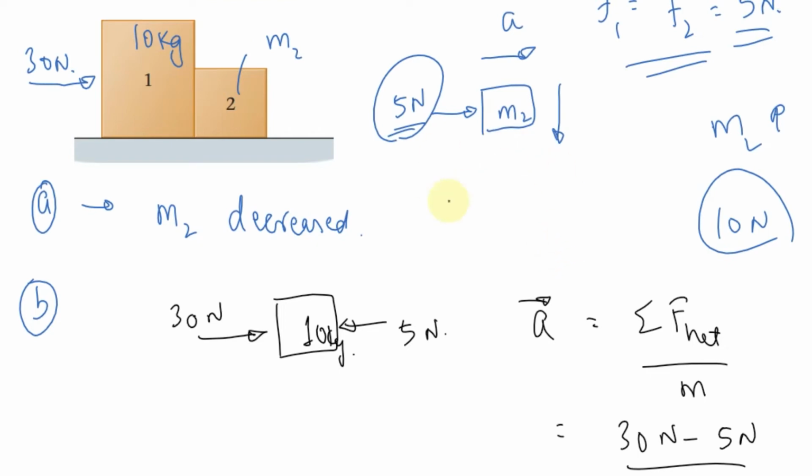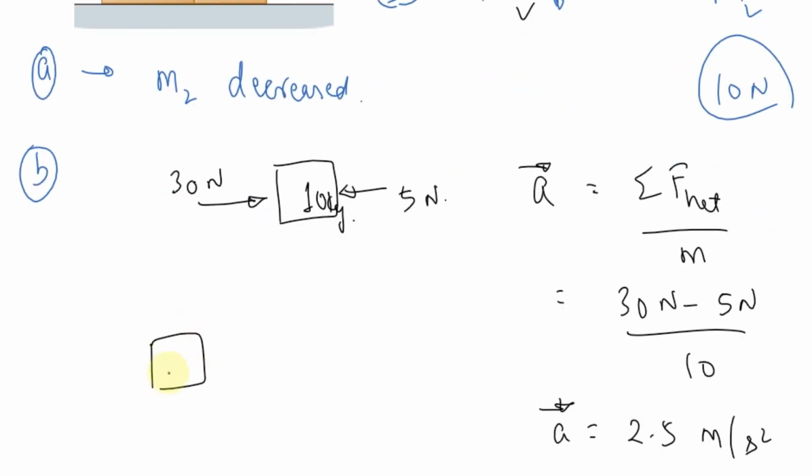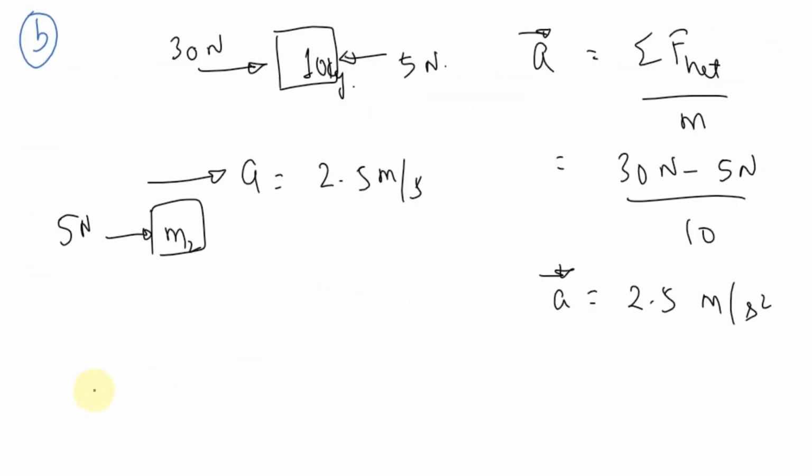Now the acceleration would be the same for the mass 2 also. So this is m2 here. It is accelerating with a equal to 2.5 meter per second squared. This force is 5 Newton, the contact force on the mass 2, and from here we can easily find the mass 2, m2, to be equal to the contact force, which is 5 Newton, divided by the acceleration 2.5, and that is equal to 2 kgs.